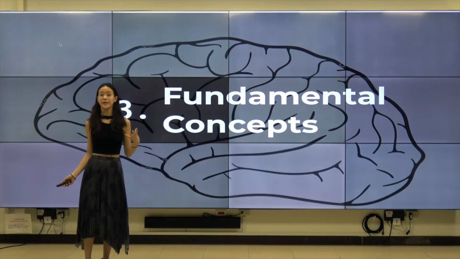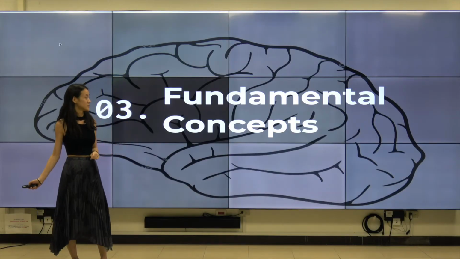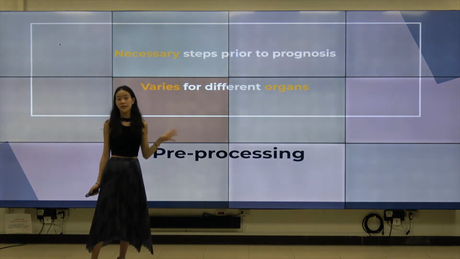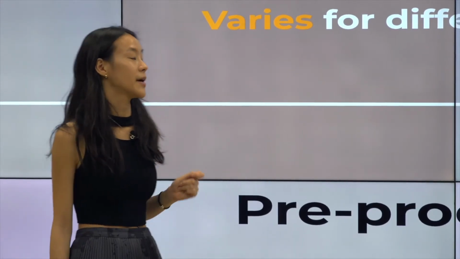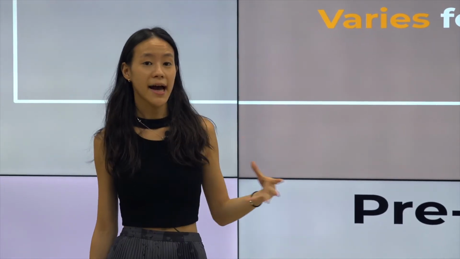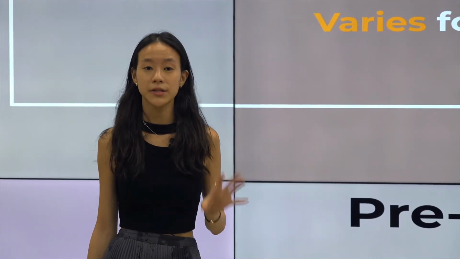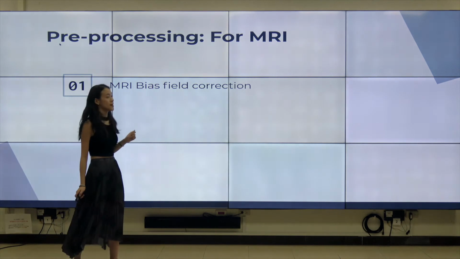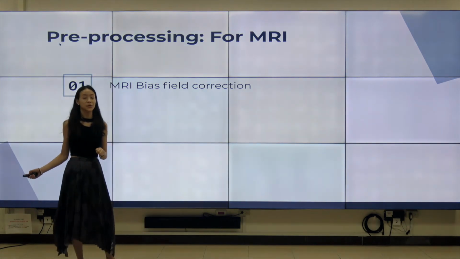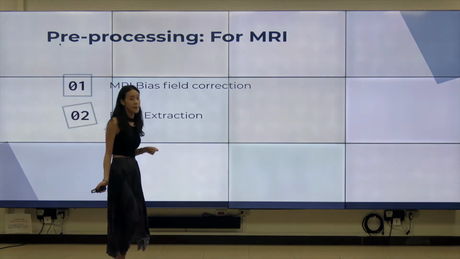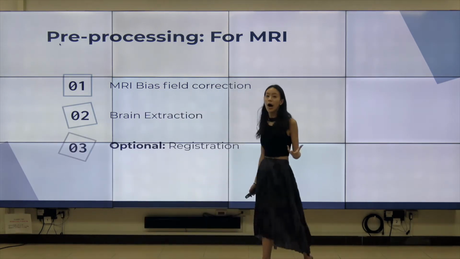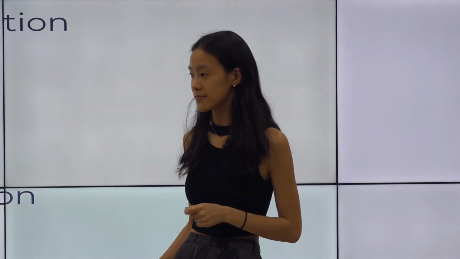So going on to the fundamental concepts of prognosis. For the pre-processing aspect of specifically MRI scans, which is what we're talking about today, I would say that it's the exact same thing that we talked about in segmentation, classification, and registration. So to jog your memory, pre-processing for MRI consists of 3 things that we usually go through. First one is MR bias field correction, second one is brain extraction, and third one, which is optional, would be registration.